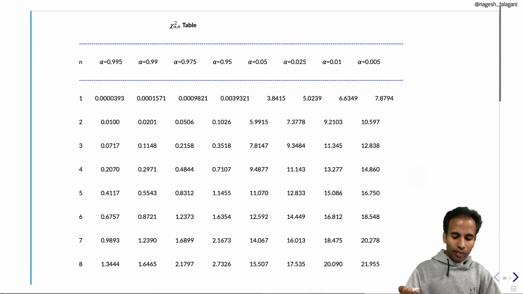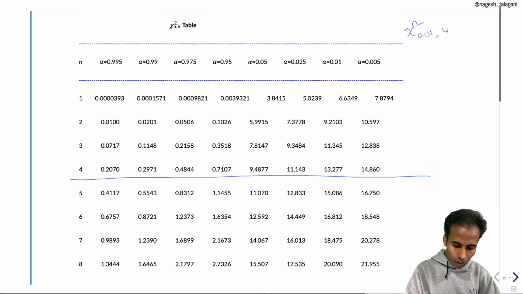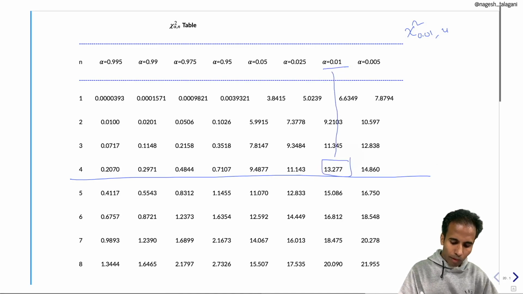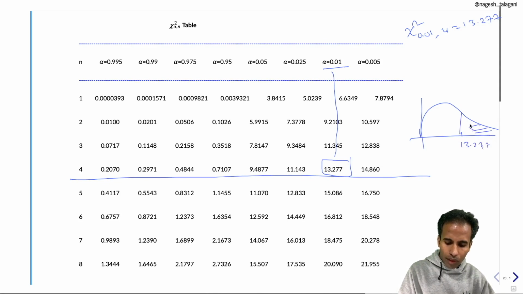For example, if you want the chi-square 0.01, 4 value, you go to the fourth row and the column under 0.01. So this is going to be the value, 13.277. So the area under the PDF of chi-square distribution with 4 degrees of freedom from this 13.2772 to infinity is going to be equal to 0.01.